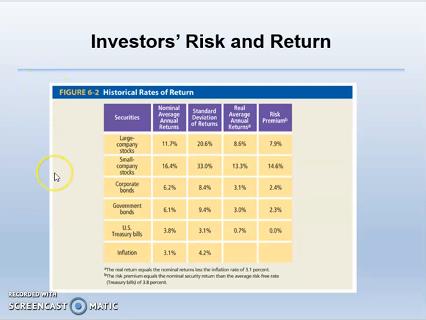So let's take a look at different types of securities. Here are their nominal average annual returns. This is since probably 1929. It doesn't say on the chart, but I think that's probably where these numbers came from. Large companies, on average, return 11.7% a year. Notice T-bills are down here at 3.8%.